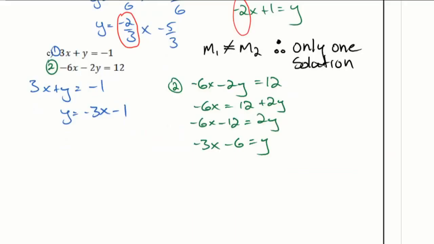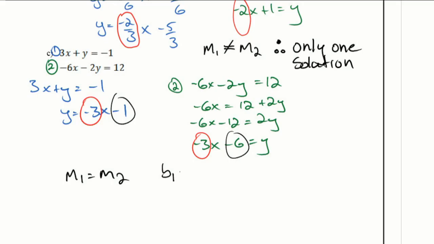So I can see that my slopes are the same, but my y-intercepts are not. So I could say b1 does not equal b2.